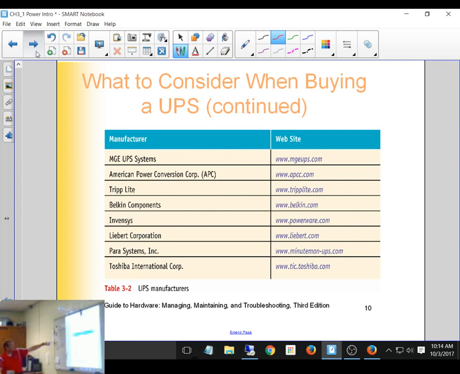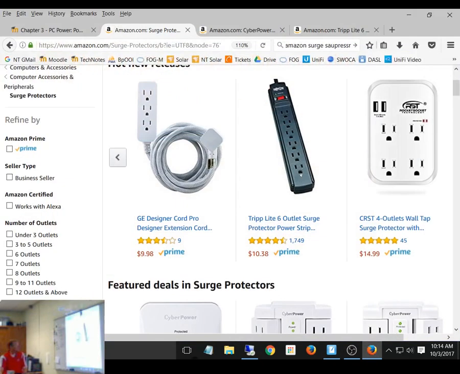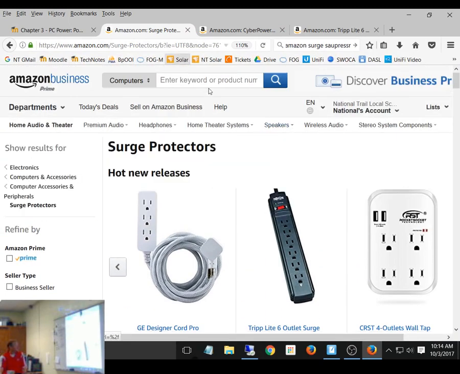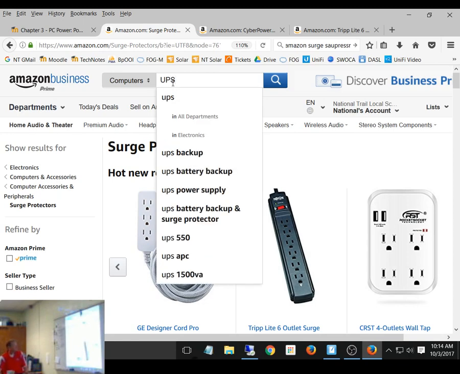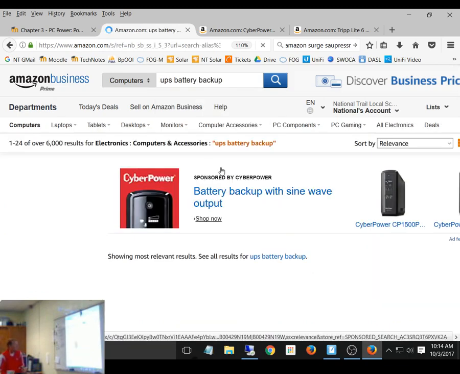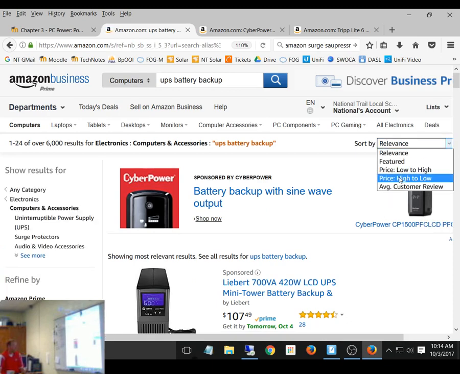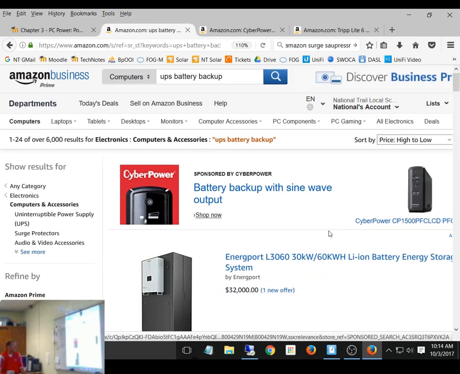This is just a list of different manufacturers. We'll go ahead and go back to Amazon here, and I'll show you the spectrum of costs. I'm going to go to the highest cost first just to show you that the cost can be very high.